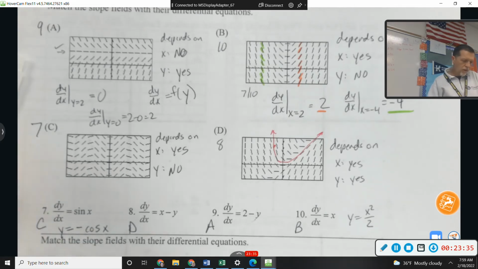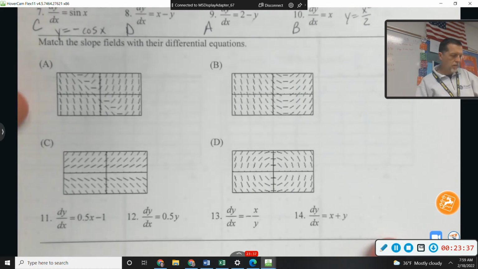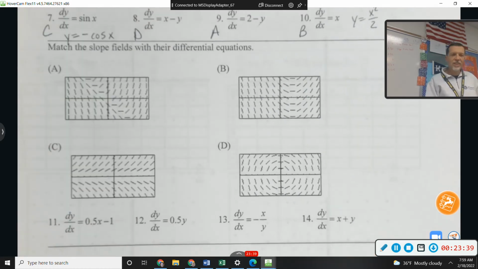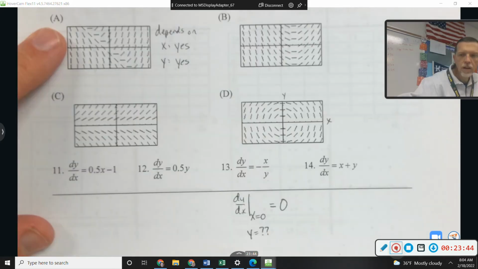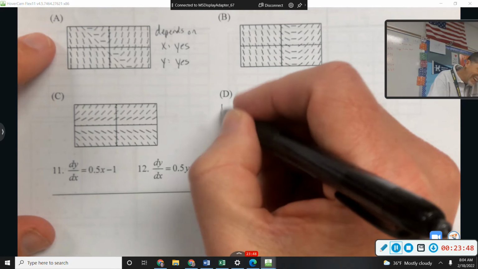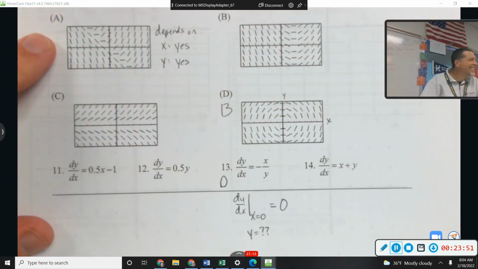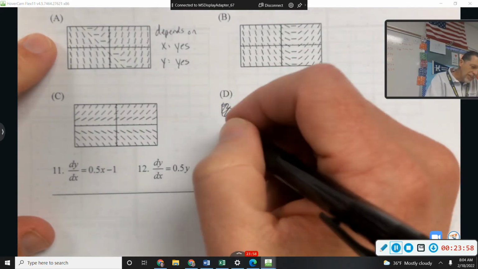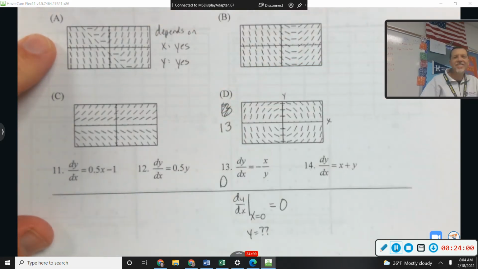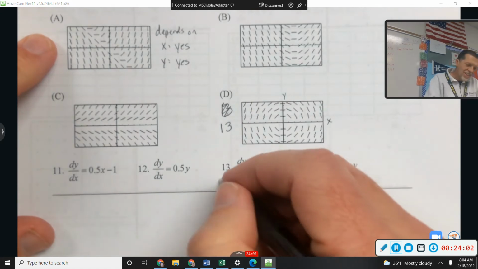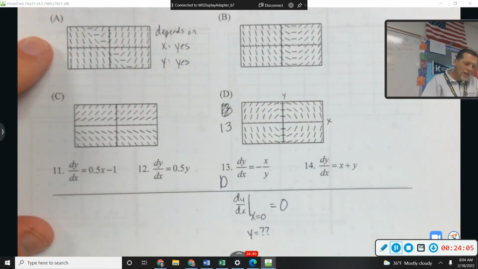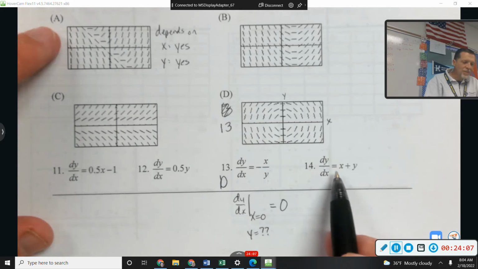Why don't you try A through D, the next set, 10, 11 through 14. That's what I was trying to tell you. Sorry, I didn't understand. So 13 is D. That sure does look like a B. Oh, it was 13. 13 is D, D is 13. Which means 14's got to be A, because that's the only one that depends on x and y.